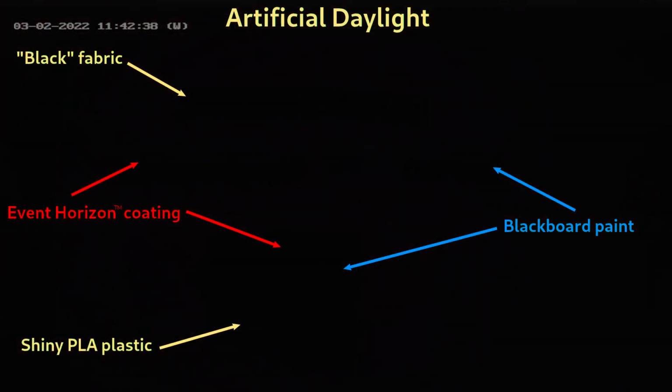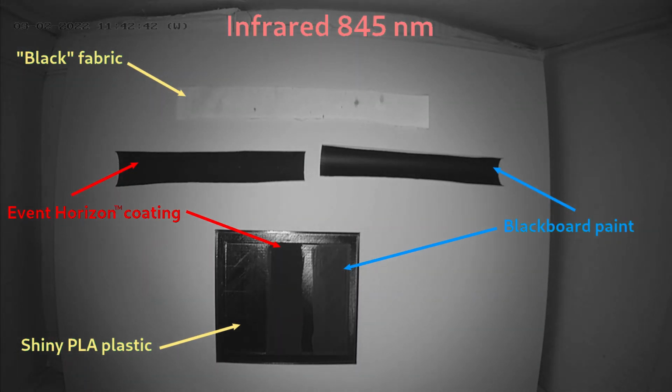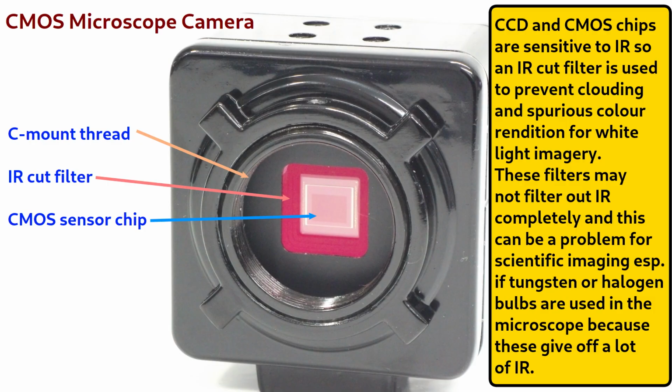Now we switch from visible to infrared illumination, where the extra matte black effects of Event Horizon are again obvious. Here you can also see that the black matte fabric becomes useless, because the dye used is highly reflective for infrared light, as opposed to the pigments in the paints. Guarding against stray infrared is especially important when doing image recording with CCD or CMOS camera chips.